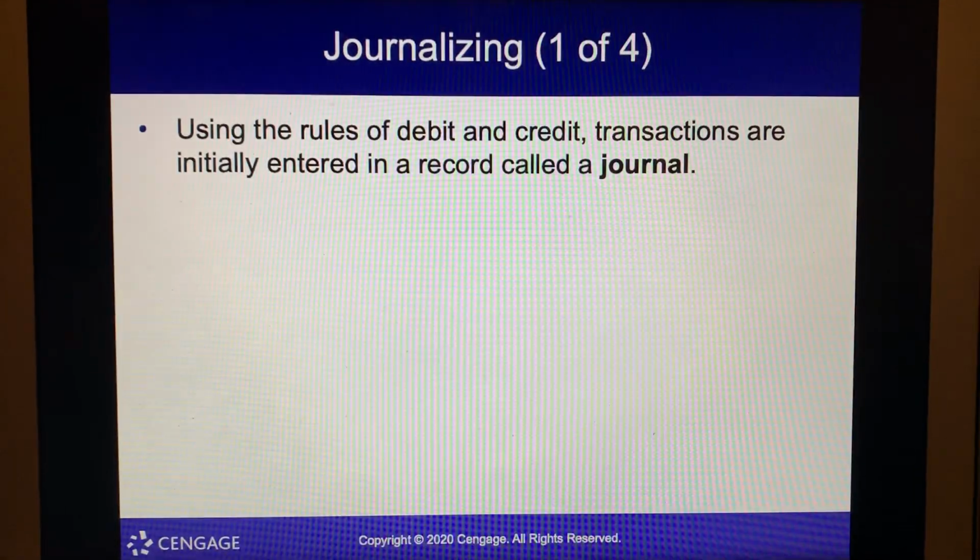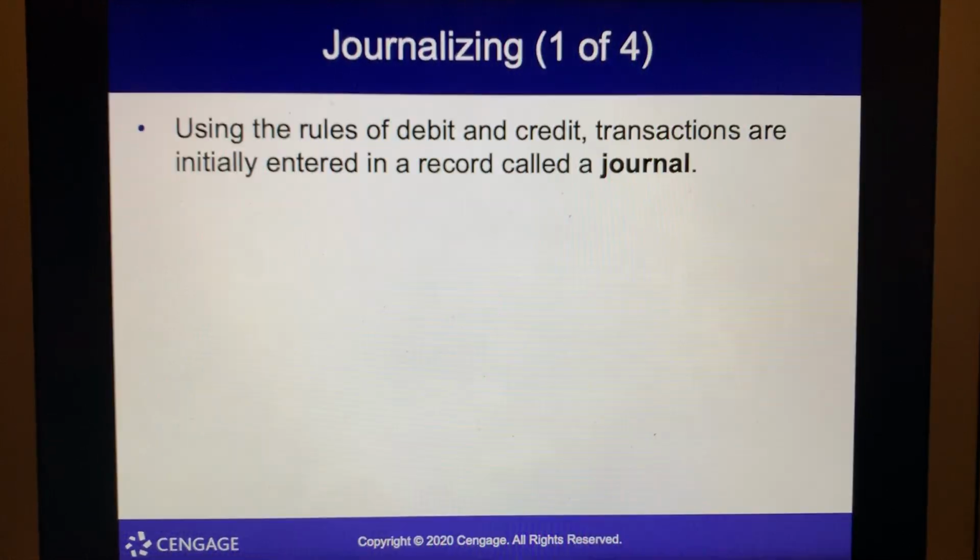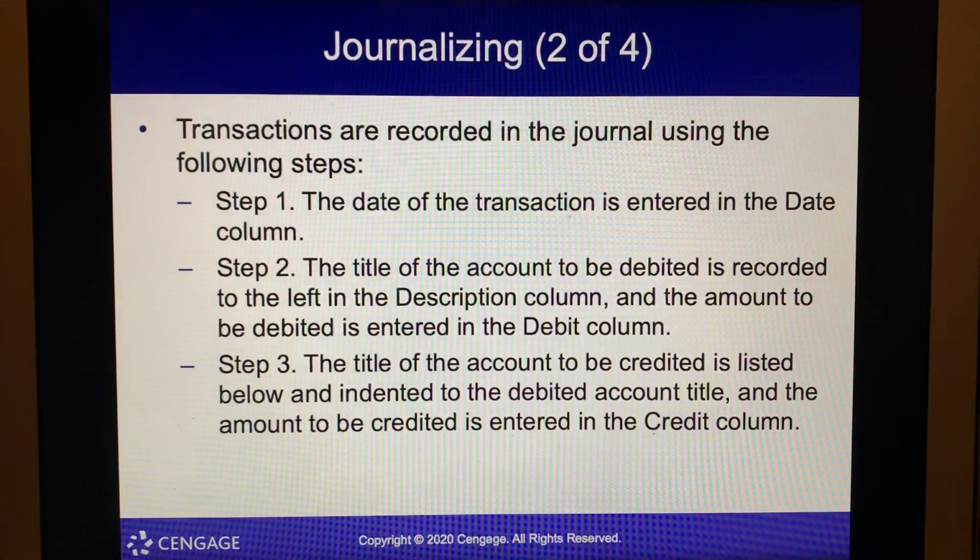Let's see. Journalizing. Using the rules of debit and credit, transactions are initially entered in a record called a journal. Okay, so transactions are recorded in a journal using the following steps. First, the date the transaction is entered in the column. The title of the account to be debited is recorded to the left of the description column, and the amount to be debited is entered in the debit column. The title of the account to be credited is listed below and is indented.